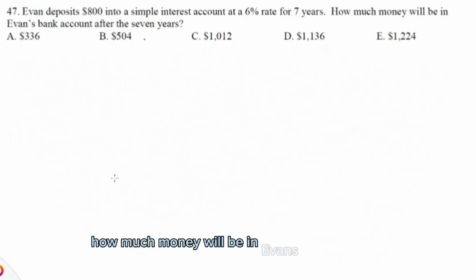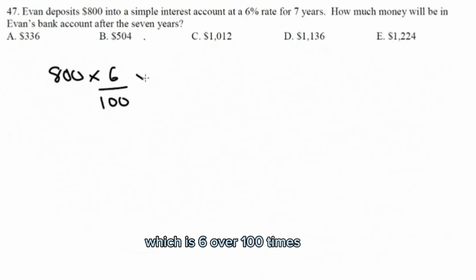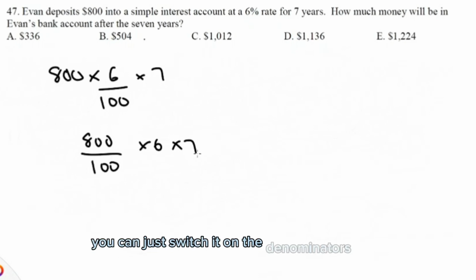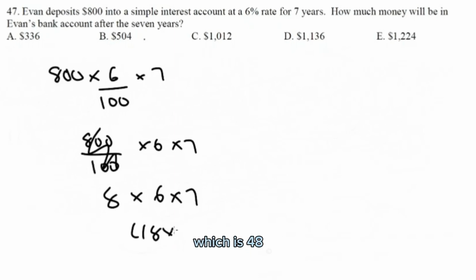Next, Evan deposits $800 into a simple interest account at 6% rate for 7 years. How much money will be in Evan's bank account after the 7 years? Alright, the formula for interest is price, which is $800, times rate, which is 6 over 100, times time, which is 7. So that's just 800 divided by 100 times 6 times 7. In a multiplication equation like this, you can just switch around the denominators of all the numbers. So we can do this to simplify, and 800 over 100 just becomes 8. So this becomes 8 times 6 times 7, which is 48 times 7.